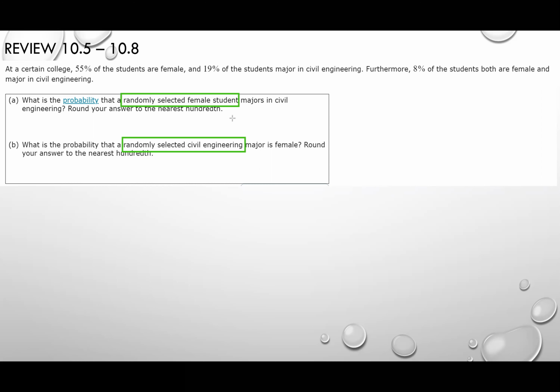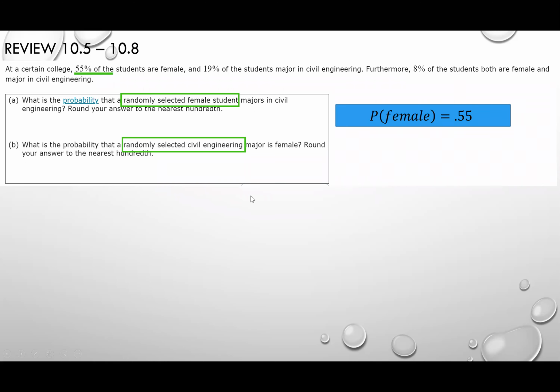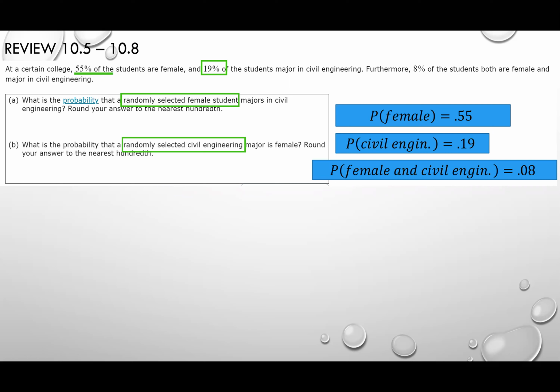So again, before we do all that, let's take a look at what information they give us. Do you agree that we have 55% is a female student? So the probability of female is 0.55. We know that 19% of them are civil engineer. Civil engineer can be male, can be female. Civil engineer, 19%. And furthermore, they give us both: the female who is in the engineer major. So again, this is what we have in both, which is 8%, which is 0.08.